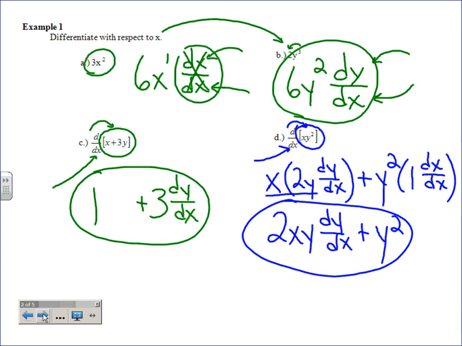Yeah, 2xy, 2yx doesn't matter. And really, you could put xy2 if you want, it really doesn't matter because it's commutative, but we're just not used to seeing it that way, right? Yeah, so 2yx, 2xy, it doesn't matter. Yes?